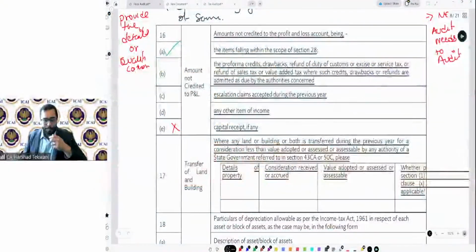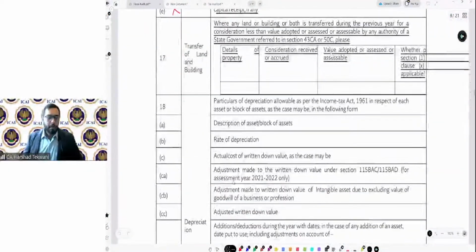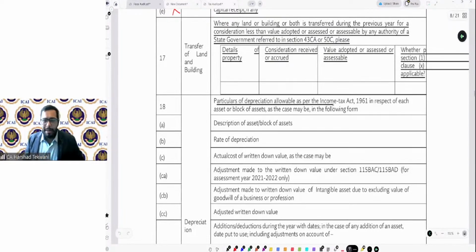So let's continue. Okay. So where were we? We were with clause 17. We discussed clause 17. Now clause 18. Clause 18 is basically on depreciation. Clause 18 talks about all the details with respect to depreciation. Let us see. Particulars of the depreciation allowable under the Income Tax Act in respect of each asset or block of assets, as the case may be, in the following form. You need to provide description of asset or block of asset, rate of depreciation, actual cost or WDV.